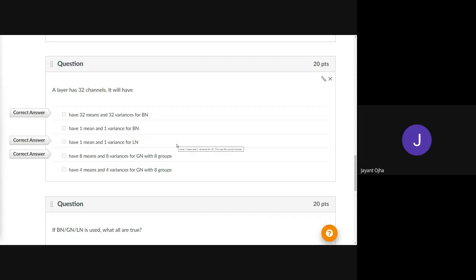What can we conclude for BN? What is the batch size, one? Yeah, but that is not mentioned. The batch size is not mentioned right here. If it is one, then we can say one mean and one variance. Yeah, then okay. So let's fix this question.